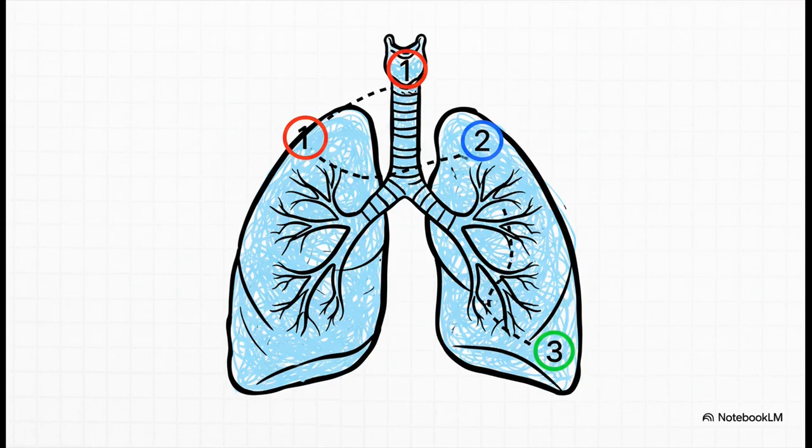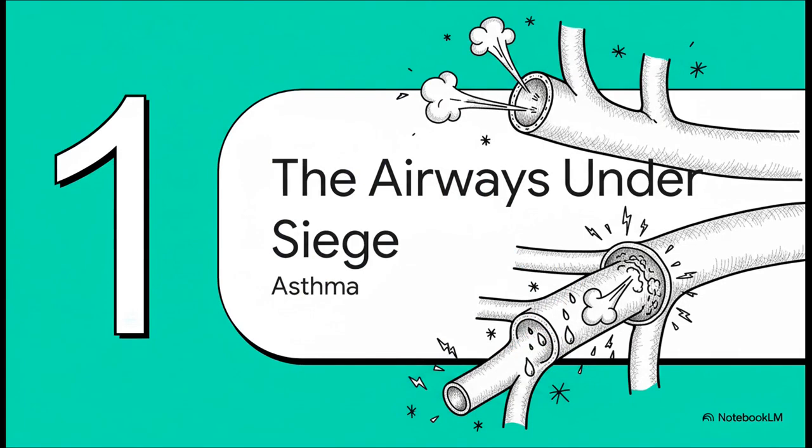Think of me as your guide, and we're going right inside the lungs. We'll make 3 main stops to look at 3 major chronic diseases. Ready? Let's go. Okay, first stop on our tour. We're in the airways, the pipes, the bronchi and bronchioles. And here we see a battle happening. These passages are under siege. And the condition, as you all know, is asthma.